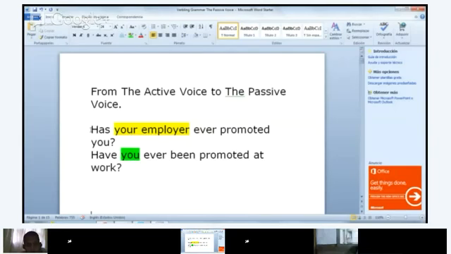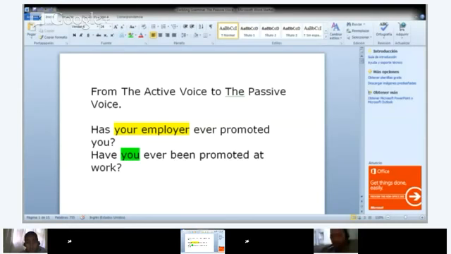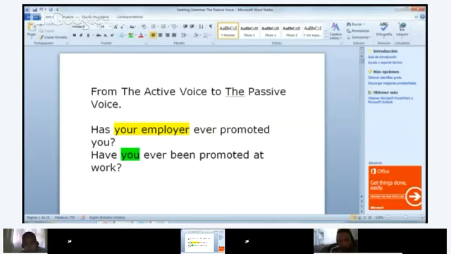Now, the first sentence, the first question, is in an active voice. Your employer is promoting you. But in the second sentence, have you ever been promoted? The action is happening to you. And this is the passive voice. The thing, the action, the occurrence is happening to you passively. So let me see if I can join you, and great, that's looking good.